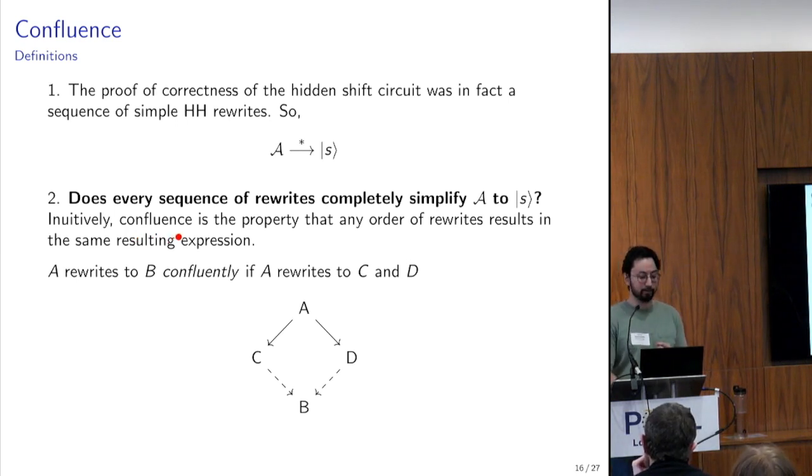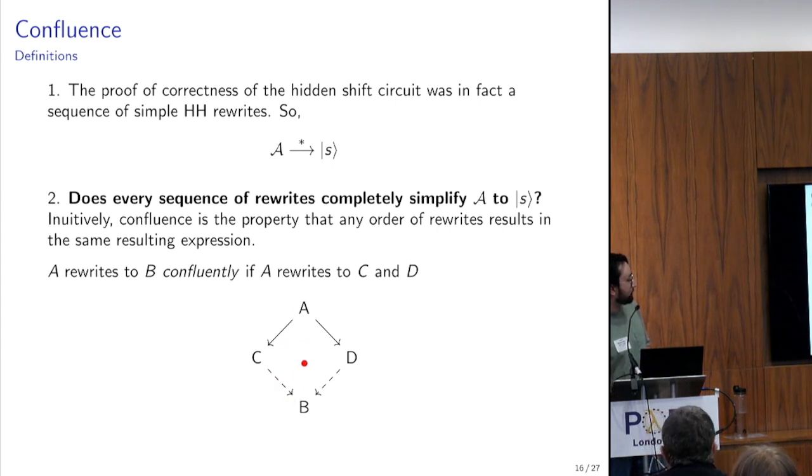So this is actually the property of confluence. And so we'll just say here that A rewrites to B confluently if for all C and D such that A rewrites to C and A rewrites to D, we have that C rewrites to B and D rewrites to B, which is just to say that whatever you've done in the past, there's always a way to get back down to the final state. And so you can just forget about what you've done before.